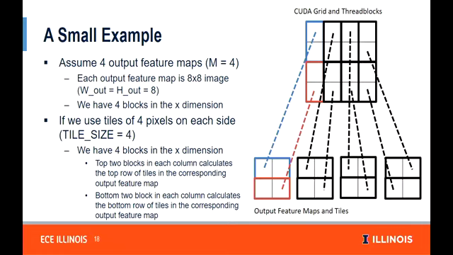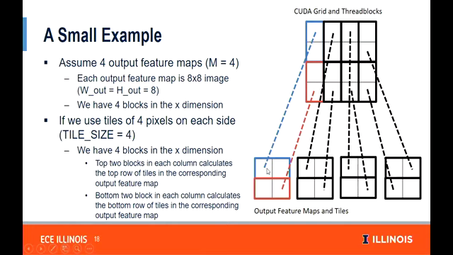Now, if we look at this small example, this is going to be an intuitive example to guide your implementation. And when you need to think about debugging and so on, this is going to be your tool. So we are generating 4 output feature maps. We're going to allocate each thread block to one of the output feature maps. So this is the X dimension, right? We're mapping the X dimension of all the thread blocks into an output feature map.